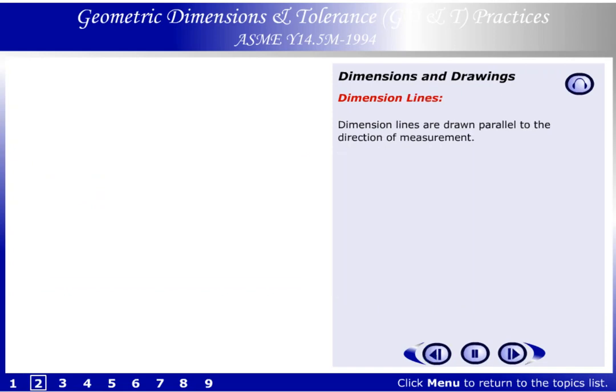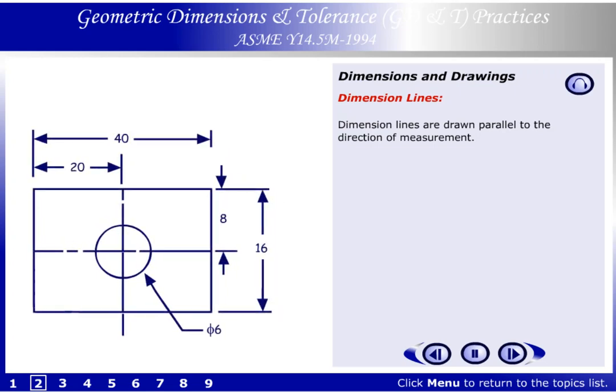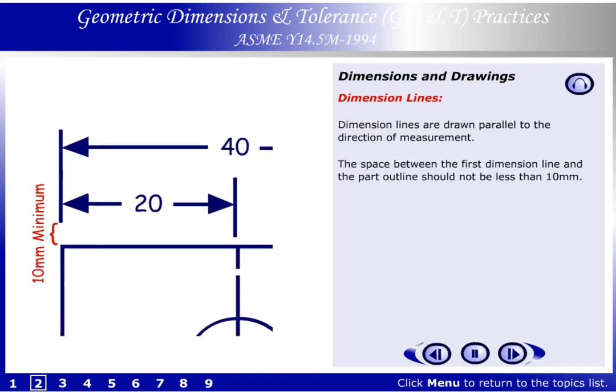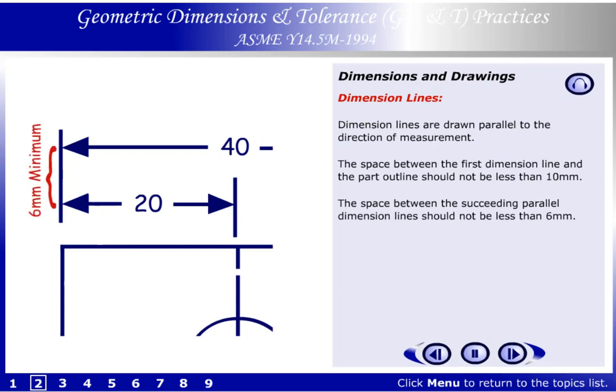Dimension lines. Dimension lines are drawn parallel to the direction of measurement. The space between the first dimension line and the part outline should not be less than 10 millimeters. The space between the succeeding parallel dimension lines should not be less than 6 millimeters.